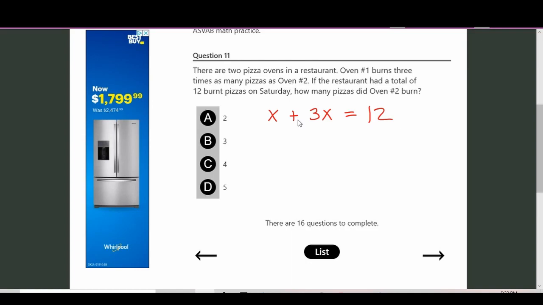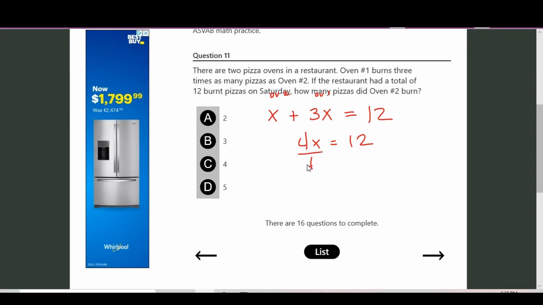And again, this is oven 1. I think I flipped that. This is oven 1. This is oven 2. That's going to be important to keep our work straight. Let's combine x and 3x to be 4x. Now we're just solving for x.